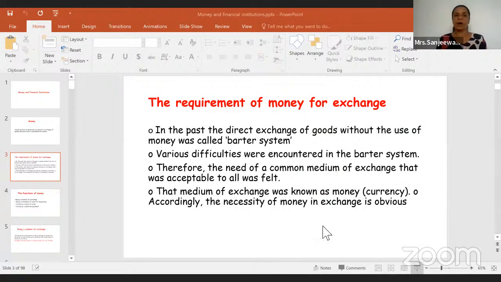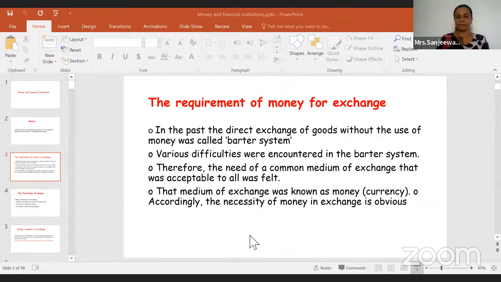The first point I have given here is that in the past, the direct exchange of goods without the use of money was called the barter system. That's what I explained just now. There were various difficulties, some drawbacks of the barter system: the absence of double coincidence, you could not divide, you could not store. There were so many drawbacks. Therefore, the need for a common medium of exchange that was acceptable to all was felt. Everybody felt that we needed something generally acceptable. The medium of exchange known as money came because of that.